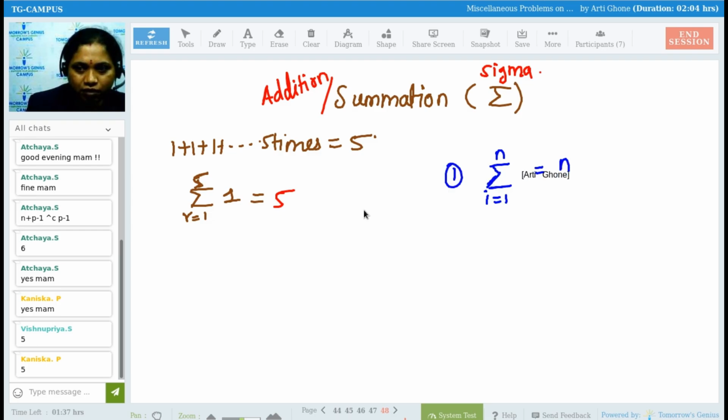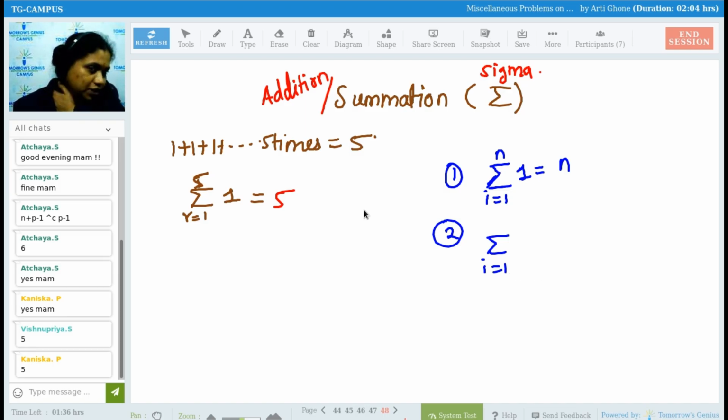First I'll take 1. Second is the summation of i running from 1 to n of a constant. What do you think? It is nothing but k into n. Clear? Okay. Then the third one.